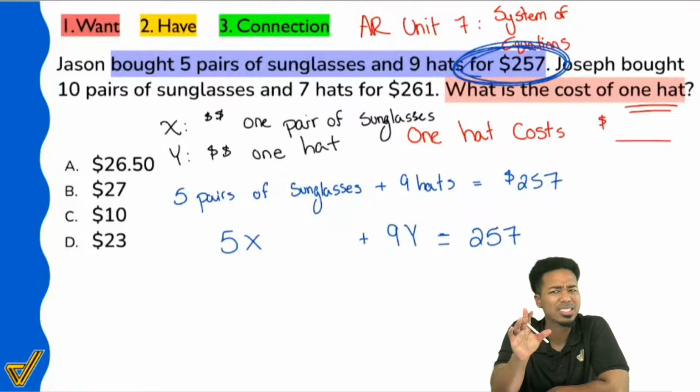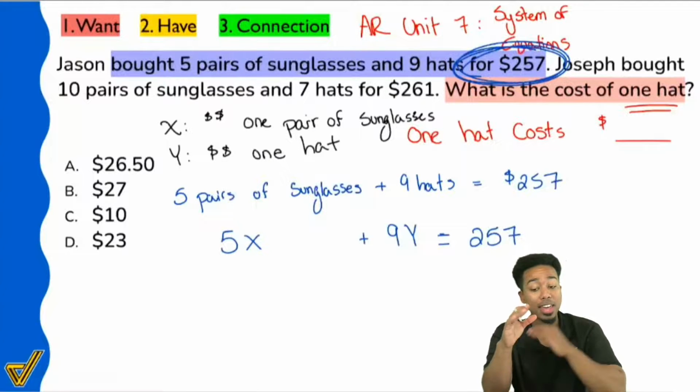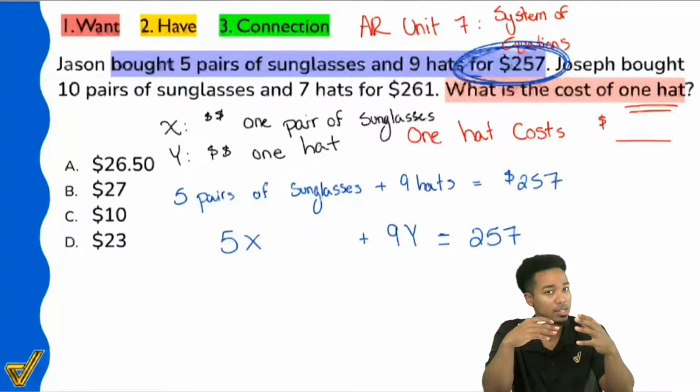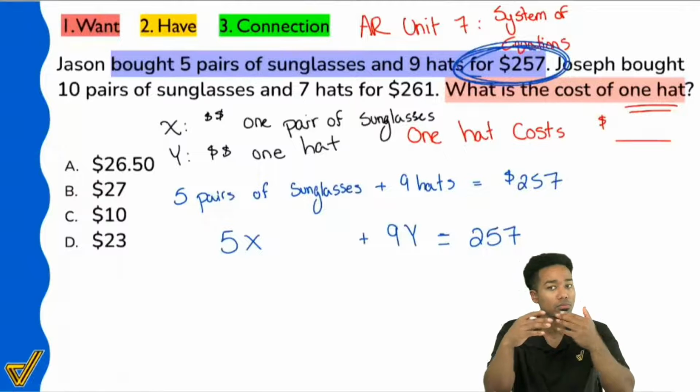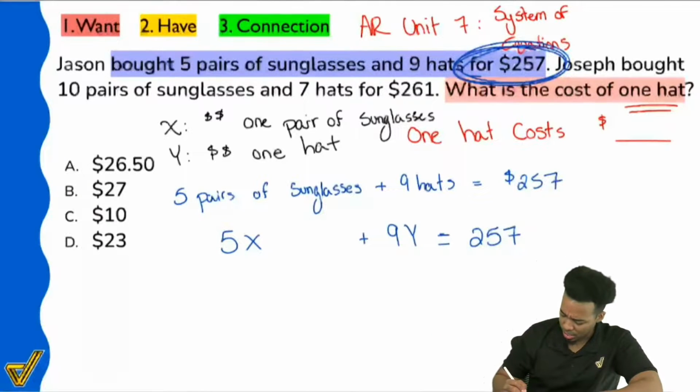Does that make sense in English? 5x plus 9y equals 257. 5 pairs of sunglasses plus 9 hats, that's $257. Does that make sense? Cool. So if that first part made a little bit of sense, this second part should make an equal, if not more, amount of sense. Watch this. Let's take a look at this next part here.